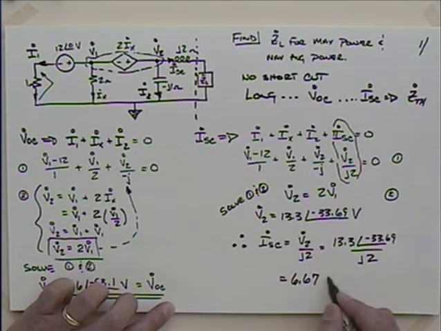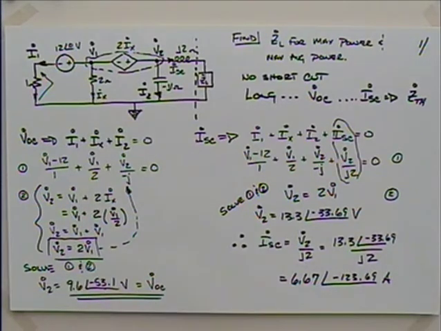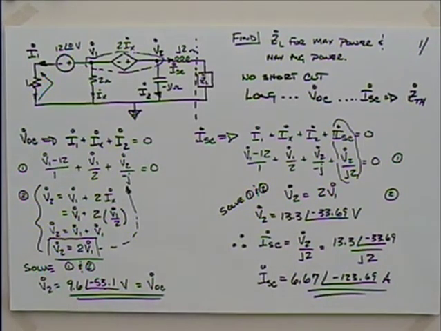6.67 at an angle of minus 123.69. Too many significant figures, but that's okay for an intermediate step. So that's the short circuit. So far, so good. Now, if we could have used the shortcut, we would have just had to do one or the other of those. We couldn't use the shortcut, so we had to do both of them.